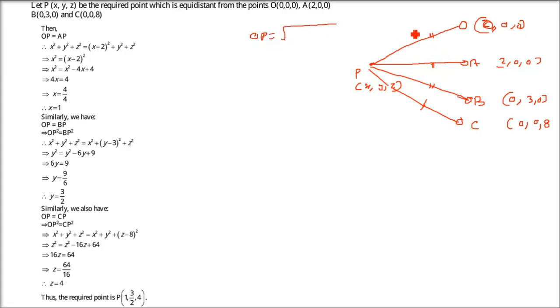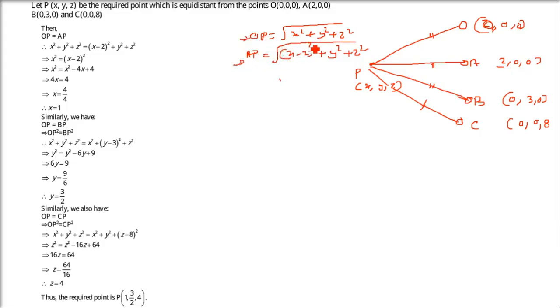So this is OP will be equal to under root X minus 0 whole square, that is X square, Y minus 0, Y square, Z minus 0, Z square. So OP is this. Now take the AP. Now you see here only X coordinate is there, Y and Z are 0. This will be X minus 2 whole square plus Y minus 0 whole square, and Y square it will be, and Z minus 0 whole square will be Z square. So do you get AP? This AP. Now OP and AP are equal.